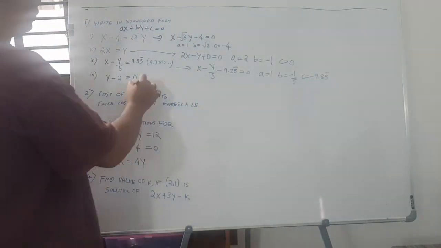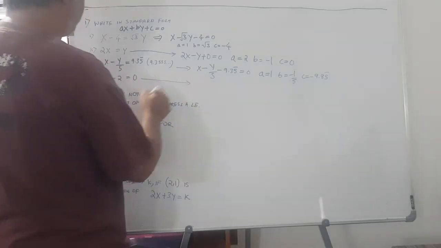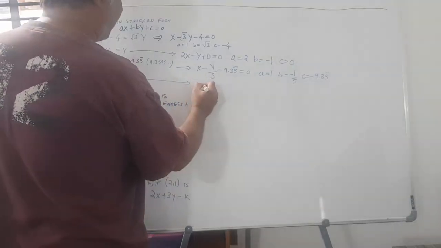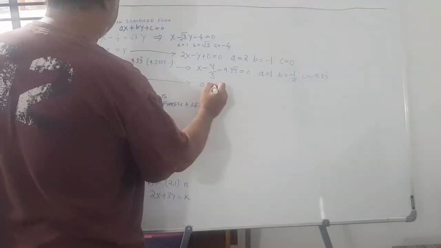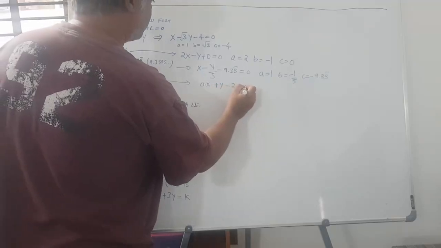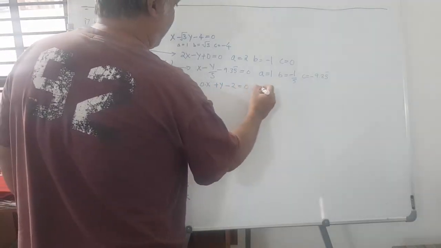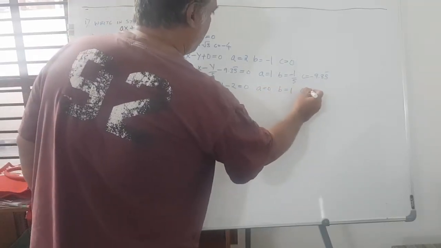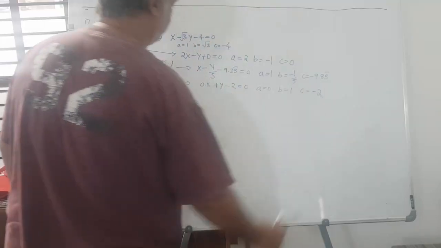If you want to write this equation in the standard form, we have just got y minus 2 is equal to 0. You can write it as 0 multiplied by x plus y minus 2 equal to 0. In this case, a equal to 0, b equal to 1 and c equal to minus 2.